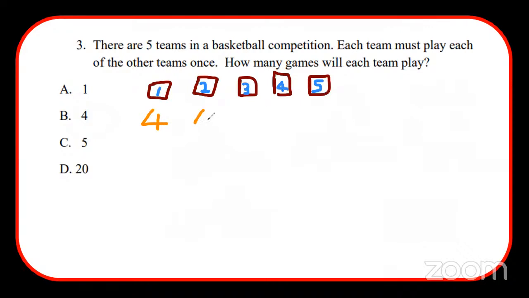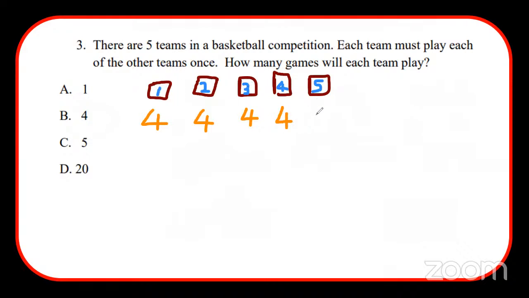Team 3 will be playing team 1, team 2, team 4, and team 5. So that is 1, 2, 3, 4 teams team 3 will be playing. Let's look at 4. Team 4 will be playing team 1, 2, 3, and 5, which is 1, 2, 3, 4 teams. And team 5 will be playing teams 1, 2, 3, 4, which is 4 teams.